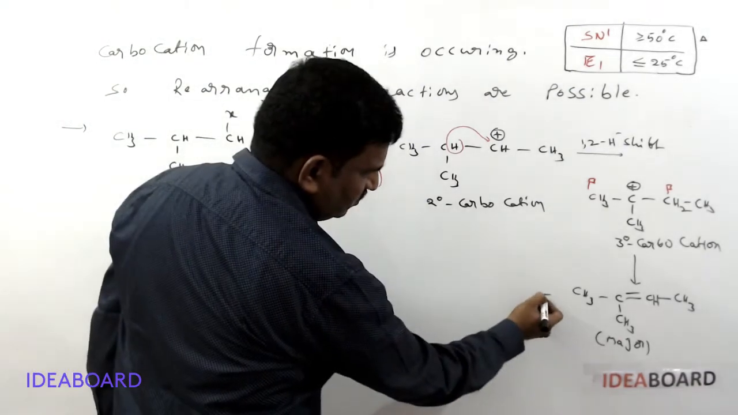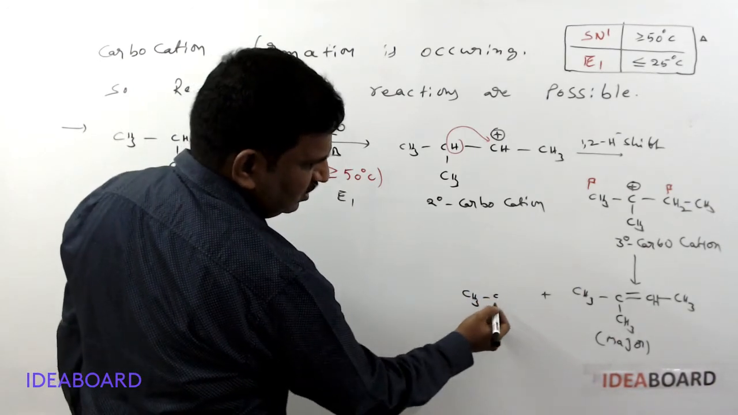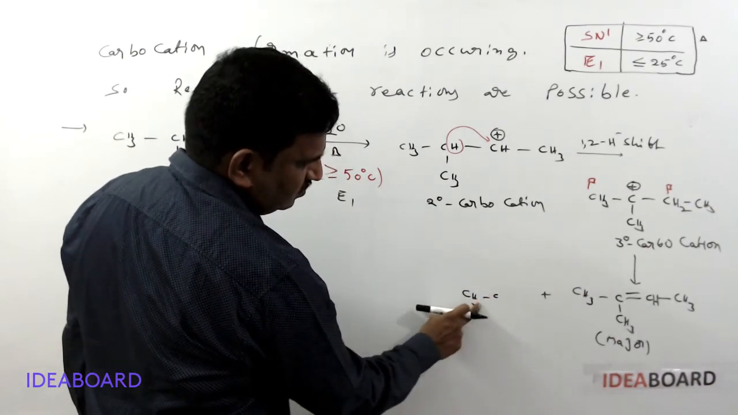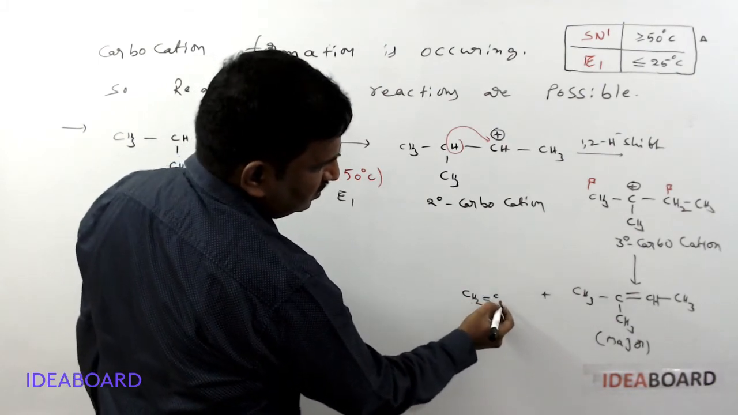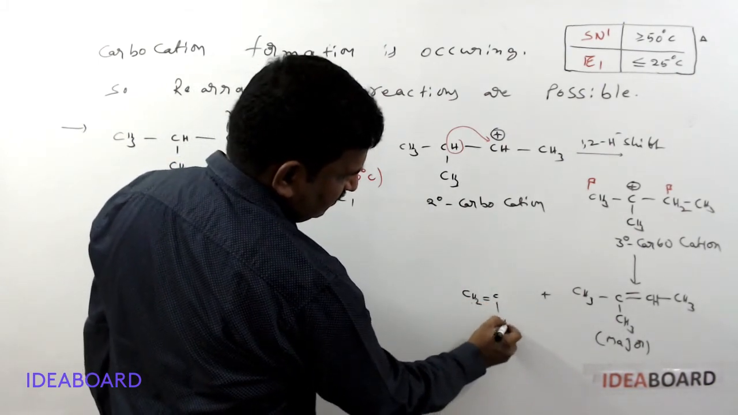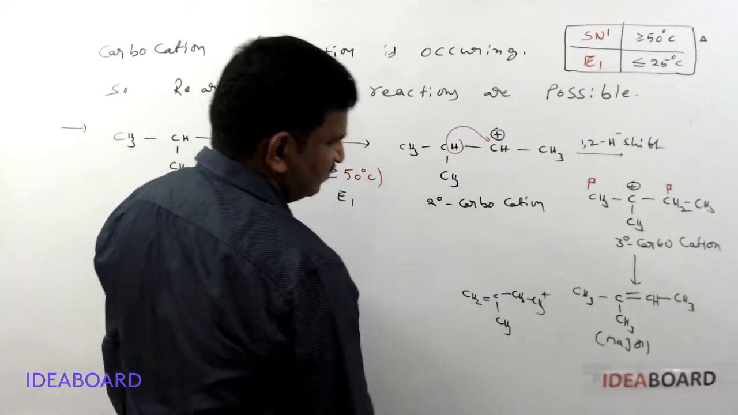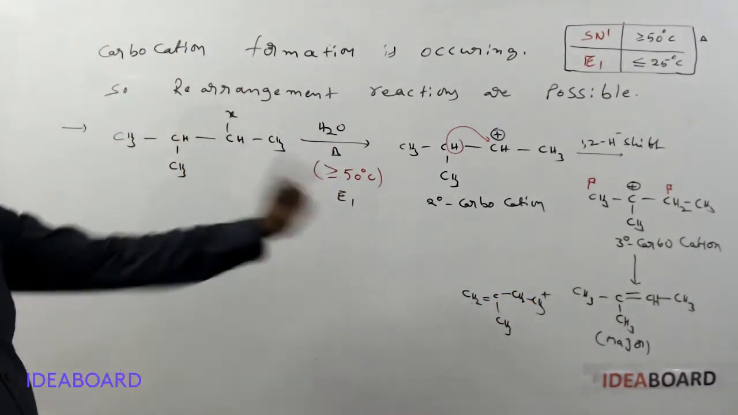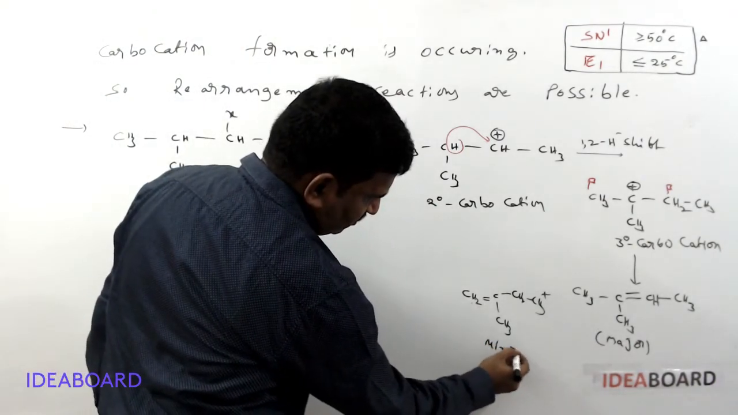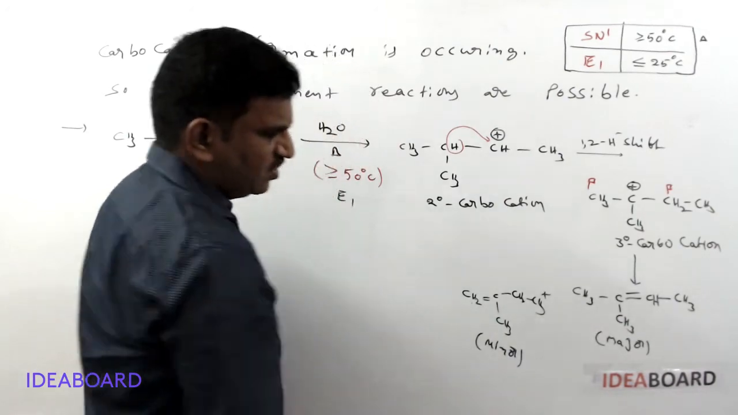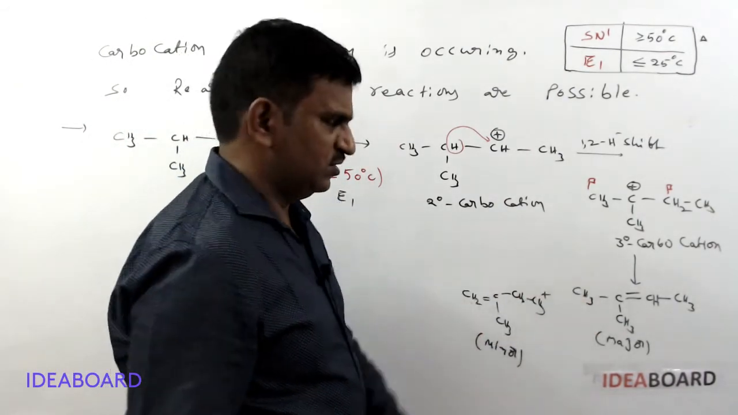And the minor product which is also formed is CH3, C, and here CH2 double bond C, CH3 and CH2 and CH3. So this is the product formed which is a minor product. This is called the minor product. That is the major Saytzev product. It is the Hofmann elimination product. The other is the Saytzev elimination product.